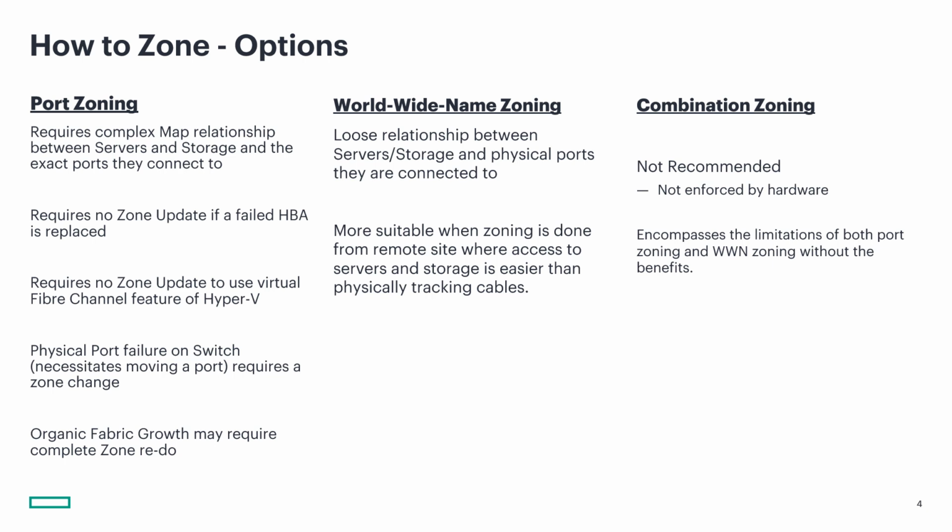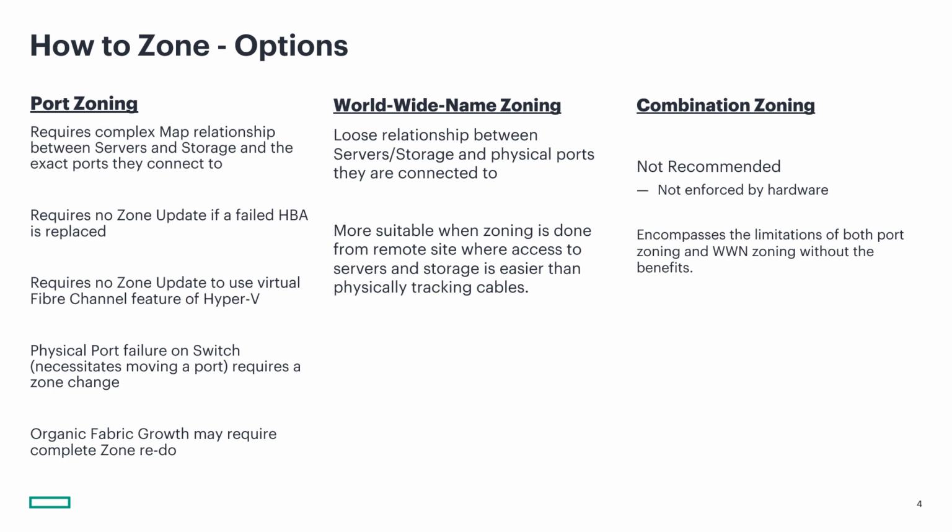On worldwide name zoning, on the other hand, if an HBA were to fail and I have to remove the HBA and put a new one in, it's going to have a new worldwide name, so I have to update the zoning. But if a physical port fails on a switch, I can move that port to another location and the server will continue to operate.